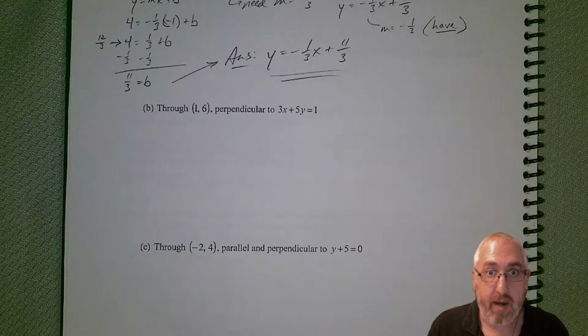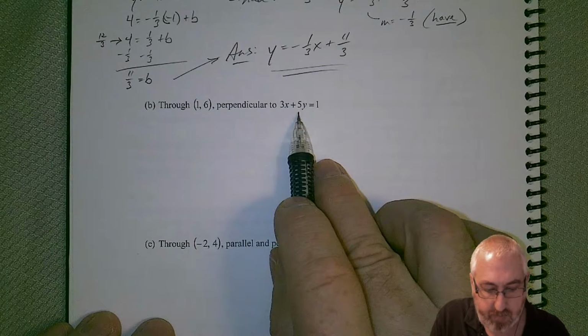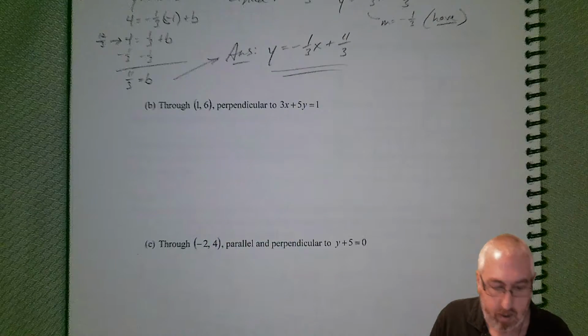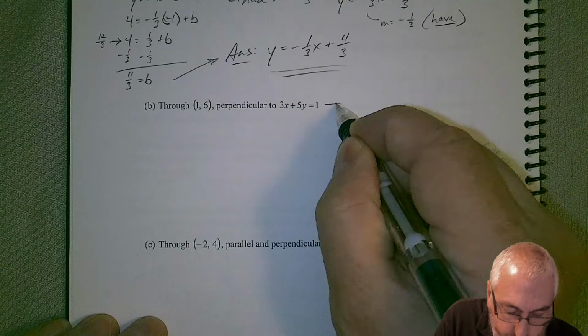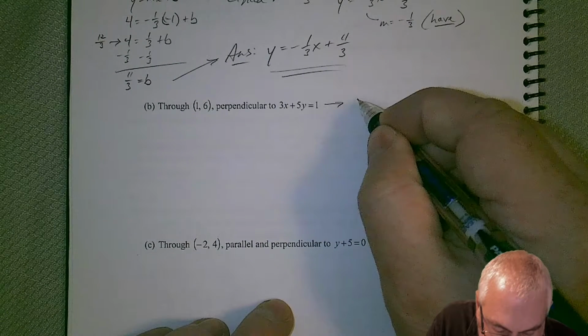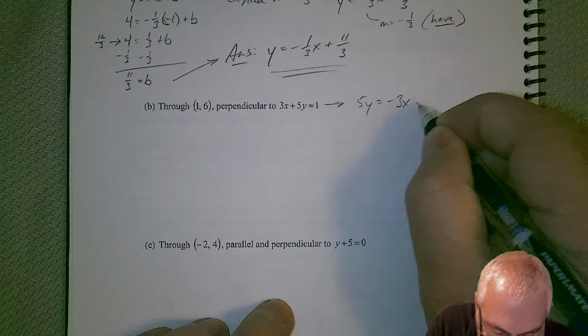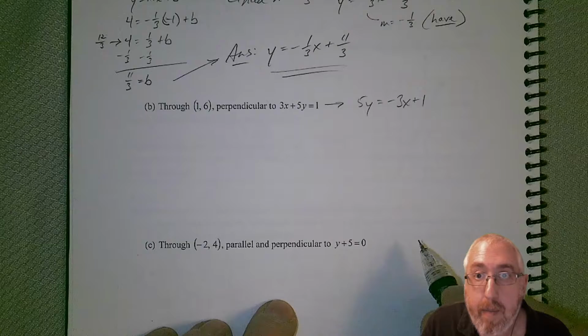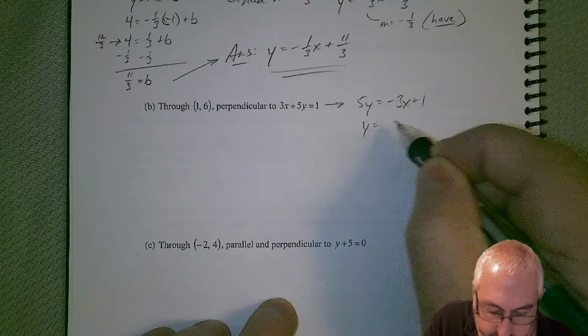All right, let's try the next one. Through 1/6 perpendicular to 3x plus 5y equals 1. So, again, we need to work with what we got to see what we have. So if we move the 3x over to the other side, we'll get a negative 3x plus 1. And then let's divide by 5.